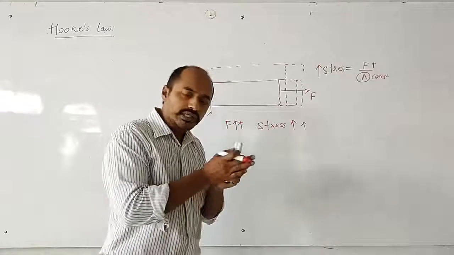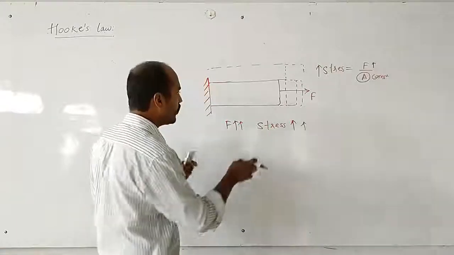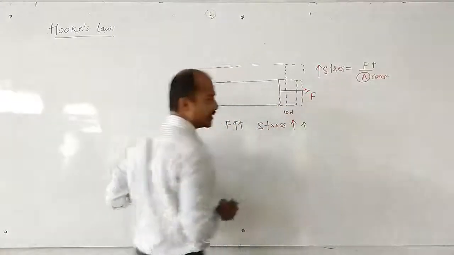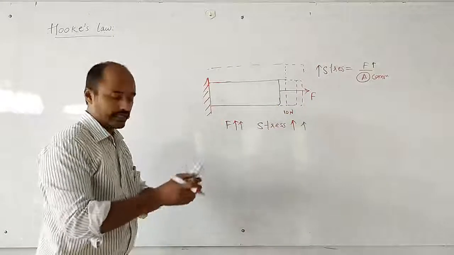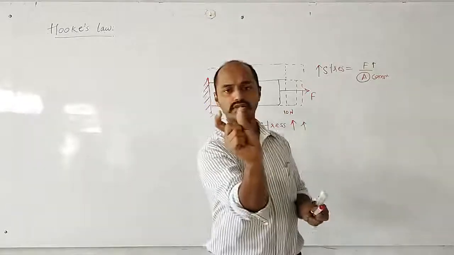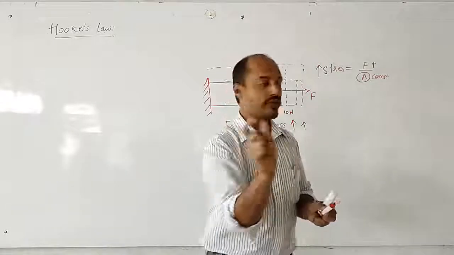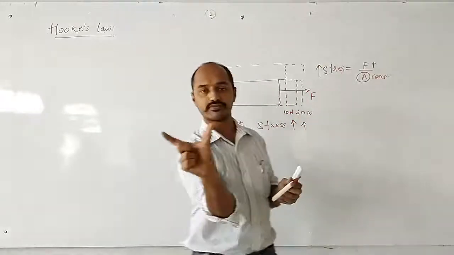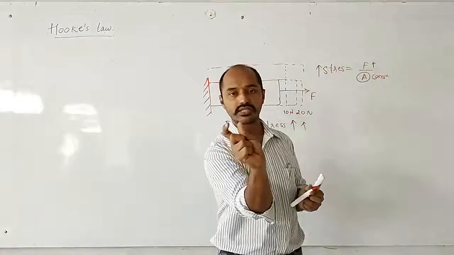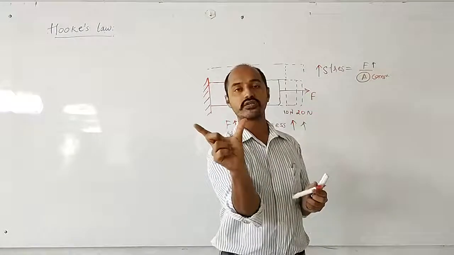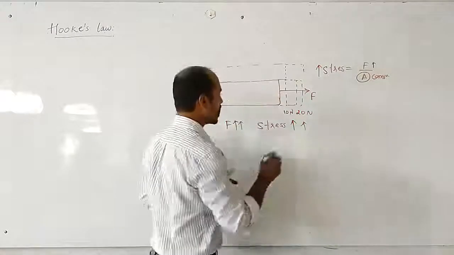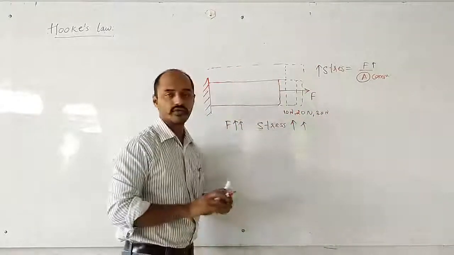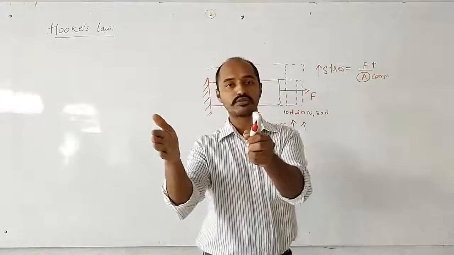What about the change in length? If I suddenly apply first 10 newton of force, the elongation may be this much. If I increase to 20 newton force, then the elongation may be this much. First the elongation was this, then it became this, right? Now suppose I apply 30 newton of force. What will happen? Elongation becomes much more.